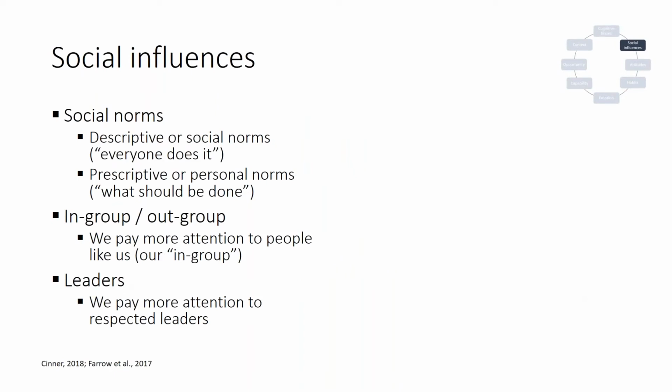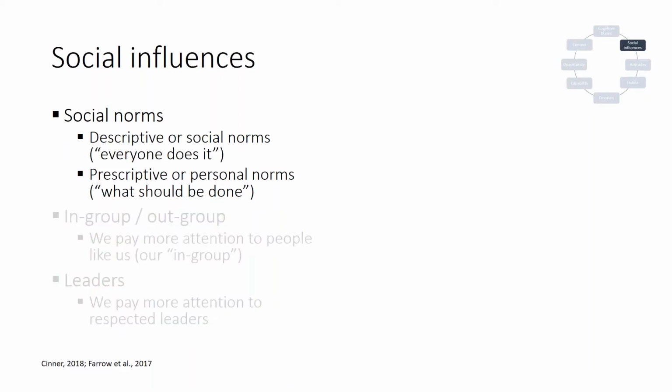Social influences is a big one. So we are social creatures. We are influenced by each other much more than most of us would believe. There are 2 types of social norms that we talk about. One is a descriptive norm, so everyone does it. And one is a prescriptive norm, what should be done. So this is kind of the moral norm.